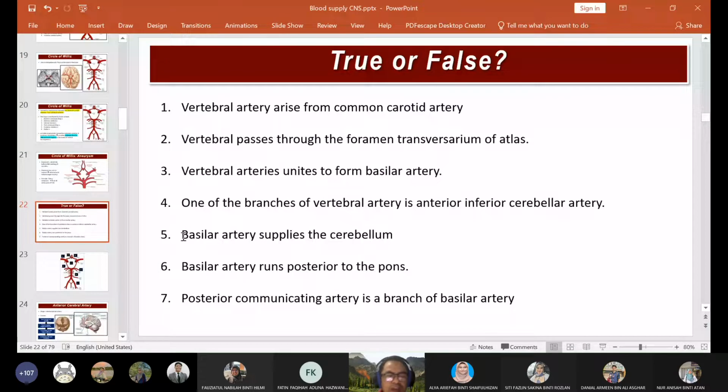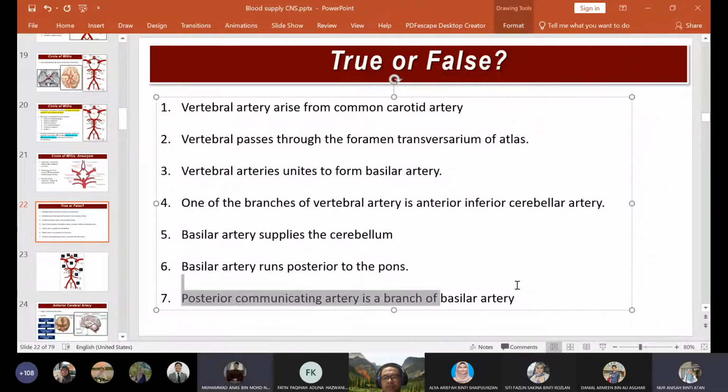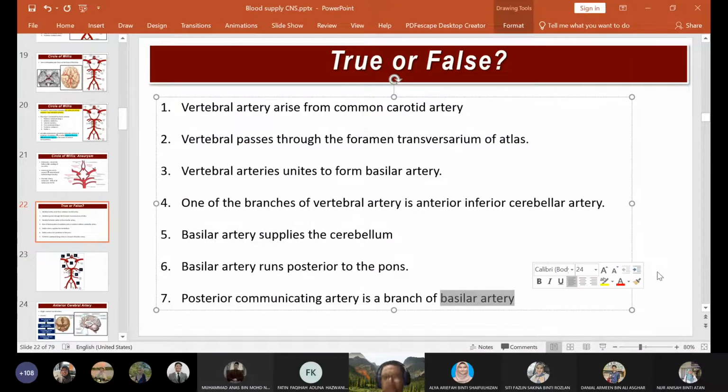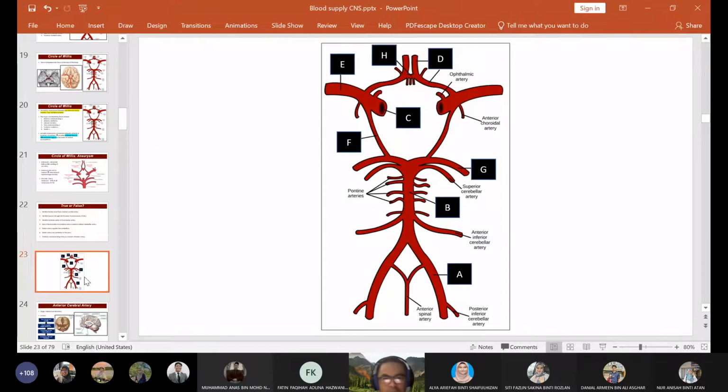Okay. Basilar artery supplies the cerebellum. True. Very good. Basilar artery runs posterior to the pons. False. Very good. Posterior communicating artery is a branch of basilar artery. False. It's a branch of internal carotid artery. Very good. Okay. Tak apa.